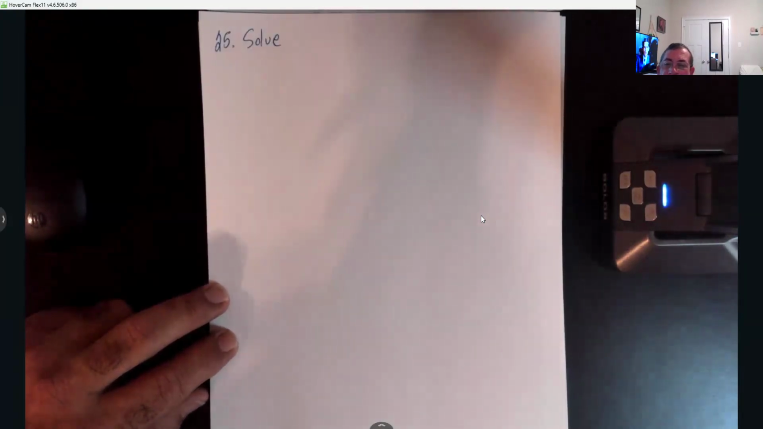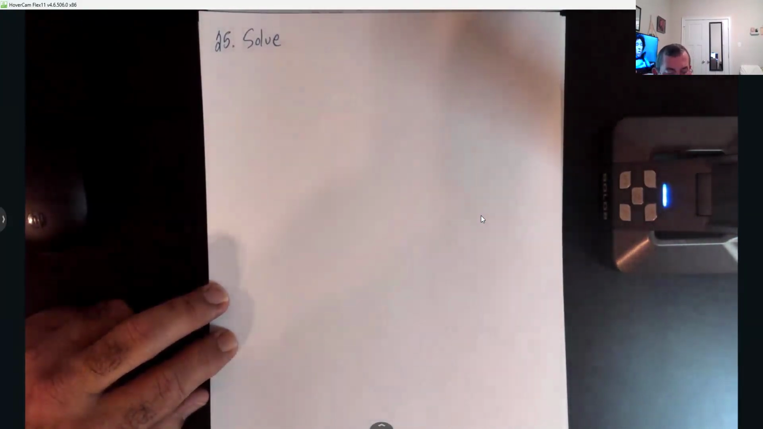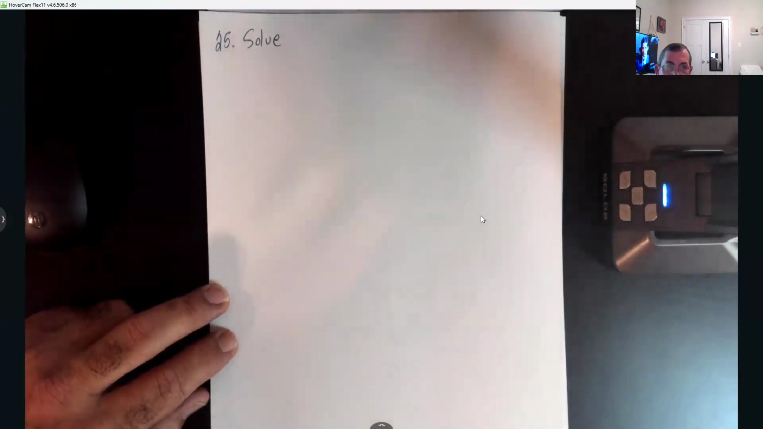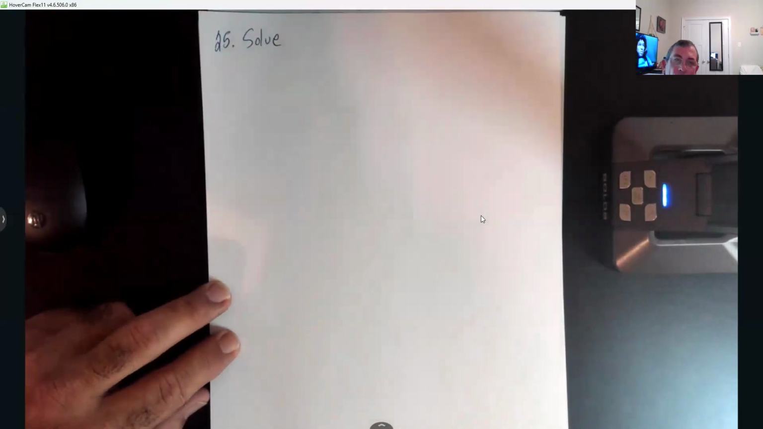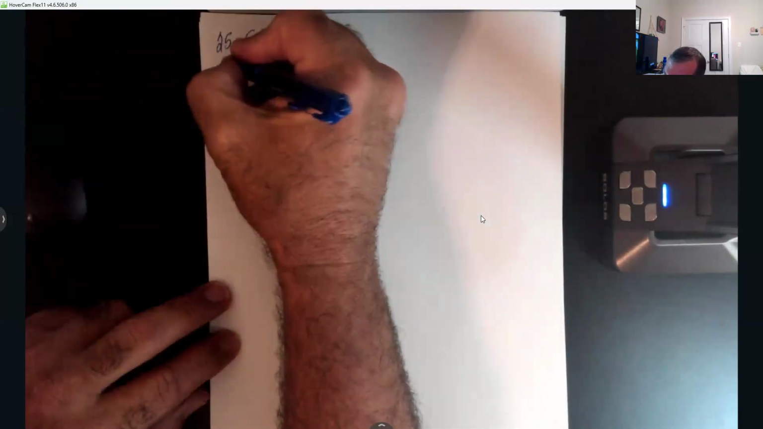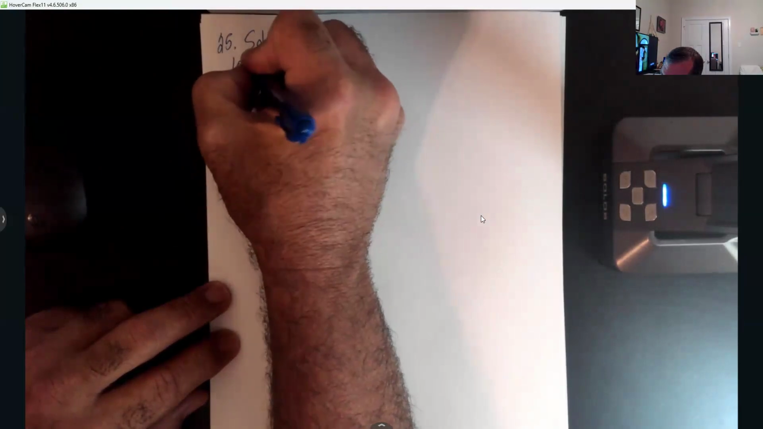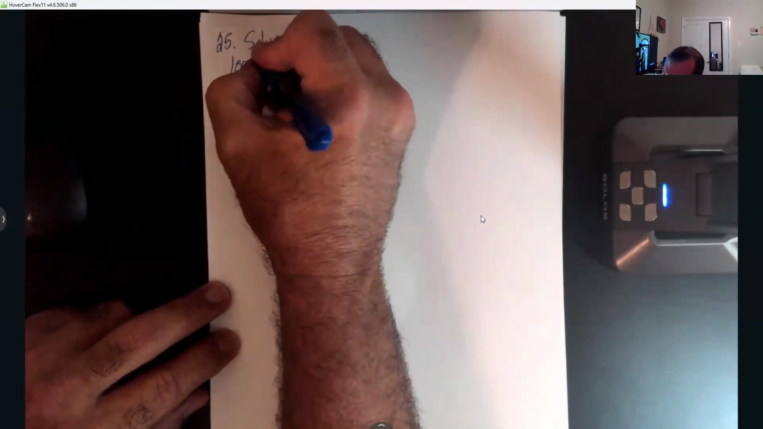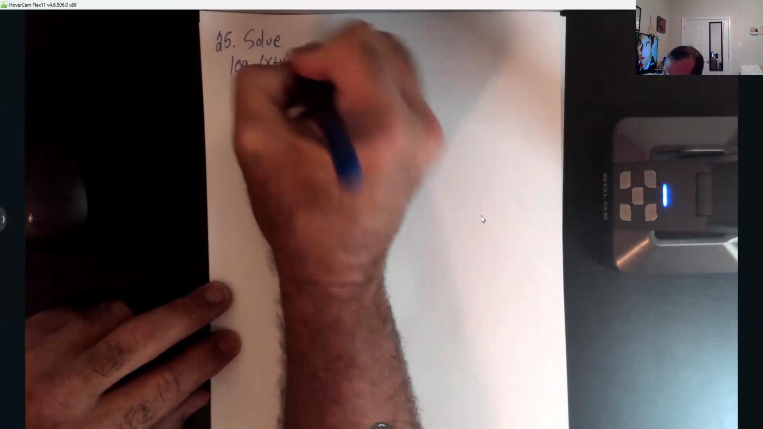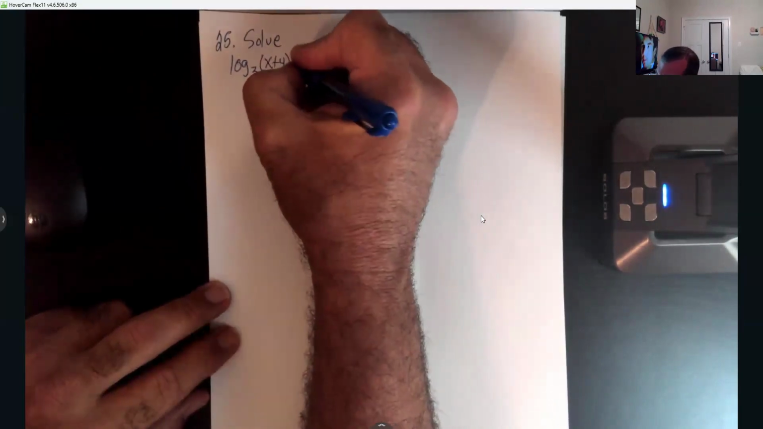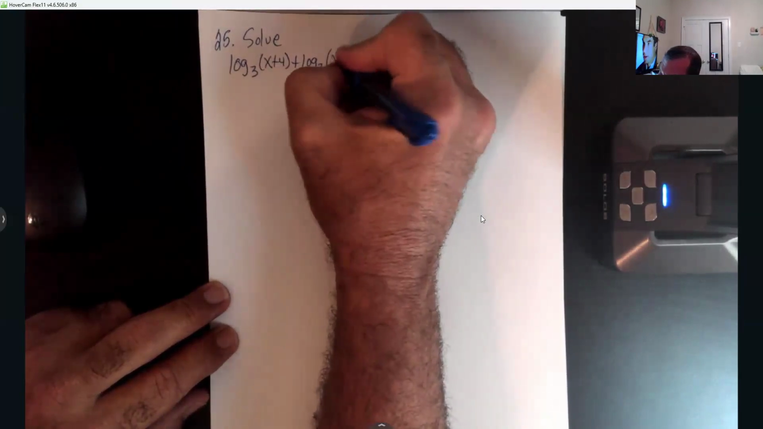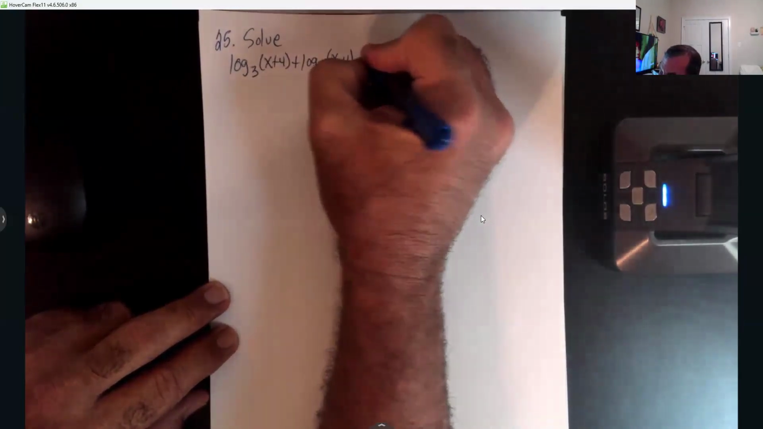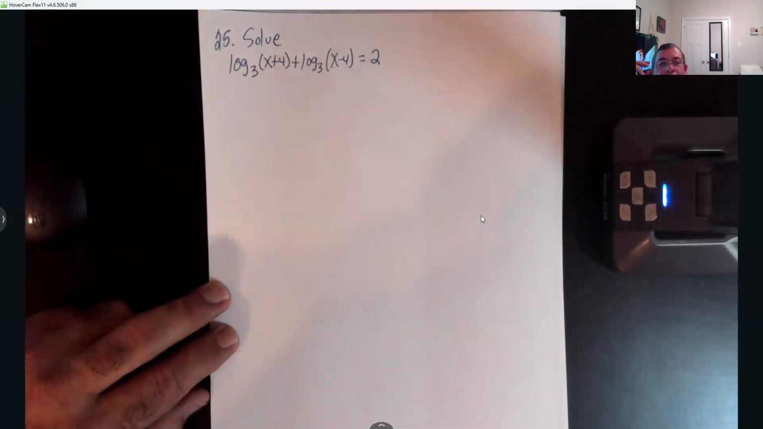So they gave me a problem where I had a log on one side equal to a number. They gave me a problem where I had logs on all the sides. And now this one, they're giving me two logs on one side equal to a number. So y'all look here, a log base 3 of x plus 4 plus a log base 3 x minus 4, all that equal to 2.